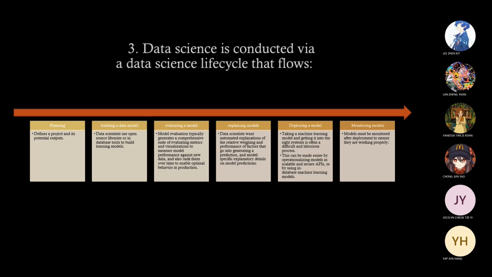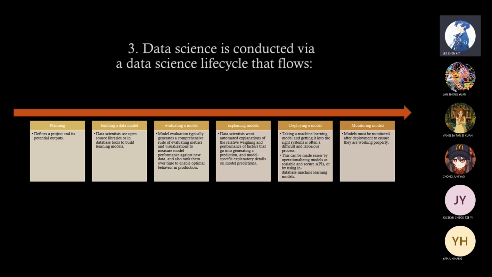Number 5, deploying a model. Taking a trained machine learning model and getting it into the right systems is often a difficult and laborious process. This can be made easier by operationalizing models as scalable and secure APIs, or by using in-database machine learning models.